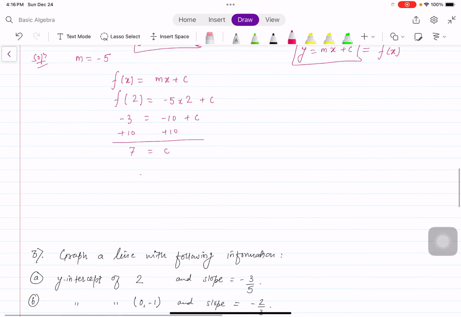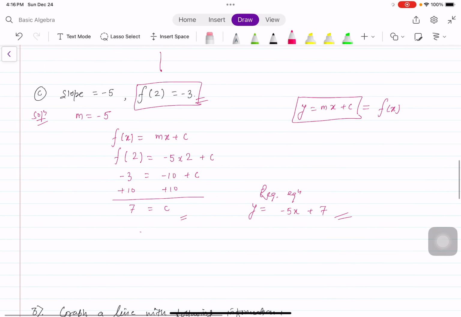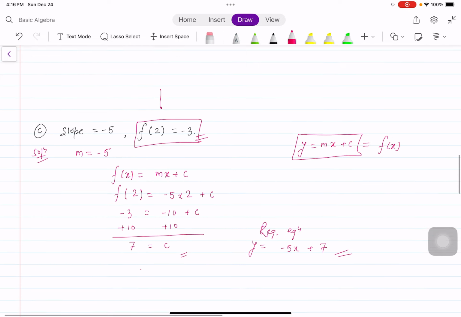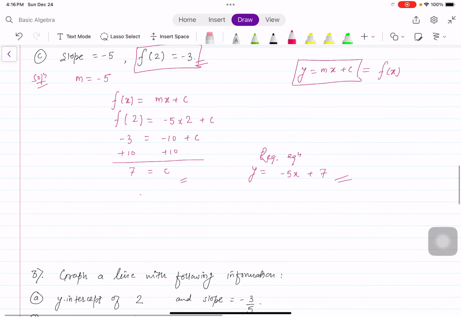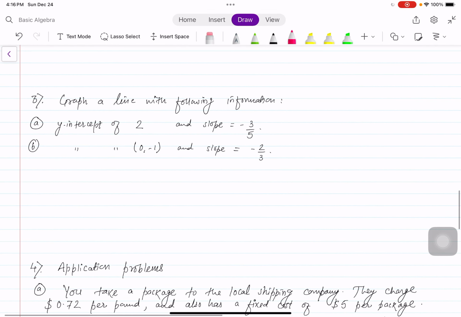So since the value of c is 7, our required equation takes the form y equals -5x plus 7. So this is our equation. We use this formula when we do not know c directly, which is the y-intercept. So these were a few types of problems. Next we will plot a graph of a straight line.